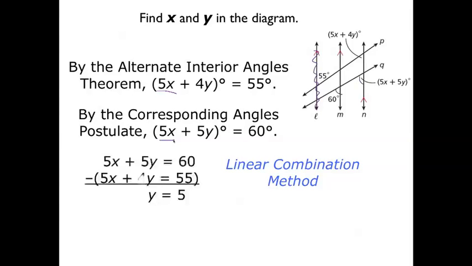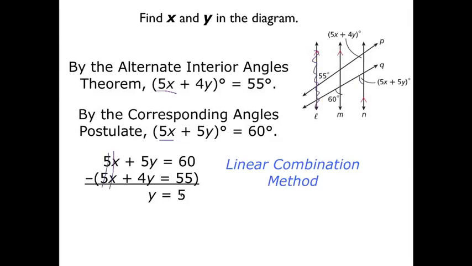Here's what it looks like. I'll take the 5x plus 5y equals 60 minus the 5x plus 4y equals 55. Obviously 5x minus 5x, that's going to cancel out. The x's and the 5's, they're gone. 5y plus, and it looks like 5y plus 4y, but remember you're subtracting the entire equation. This minus out here. So this is really 5y minus a positive 4y. 5y minus 4y is y. And this is 60, again, minus the 55.